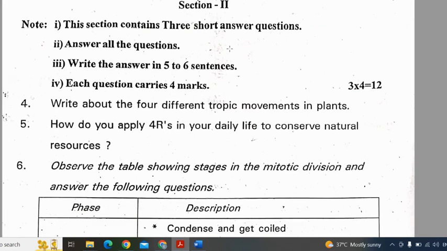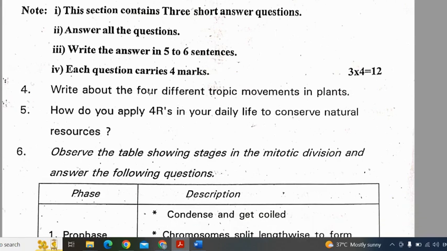We'll see section 2. In section 2, we have 3 questions, 4 marks each. Total marks are 12. No choice, you have to attempt all the questions.